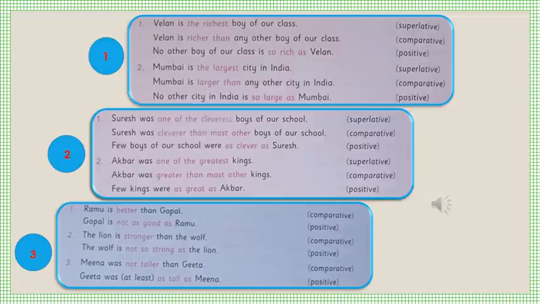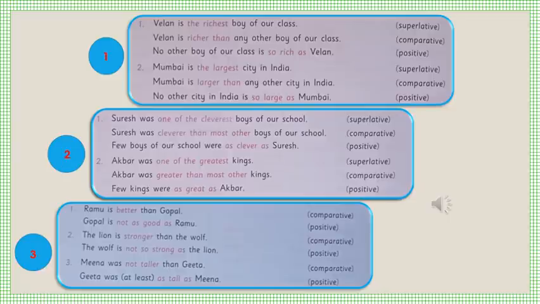First one, Velen is the richest boy of our class. So it is a superlative degree. When we change it to comparative degree: Velen is richer than any other boy of our class. Velen is standing on one side and all other boys on the other side, and a comparison is made between them. And the third one, no other boy of our class is so rich as Velen. That is a positive one.